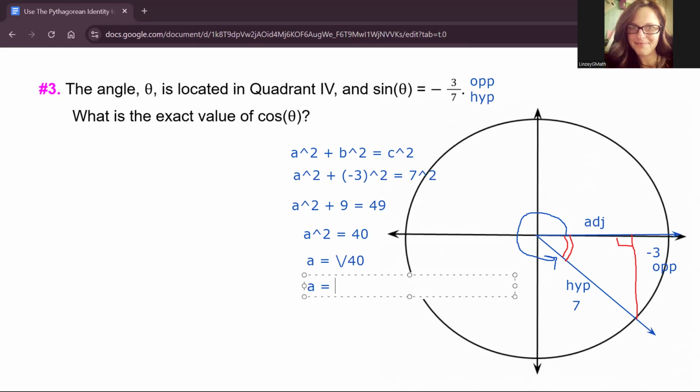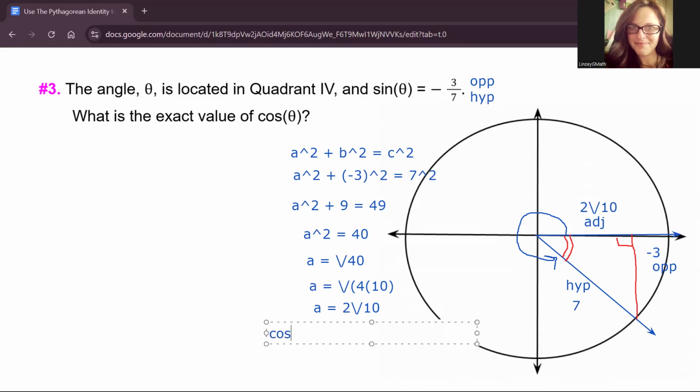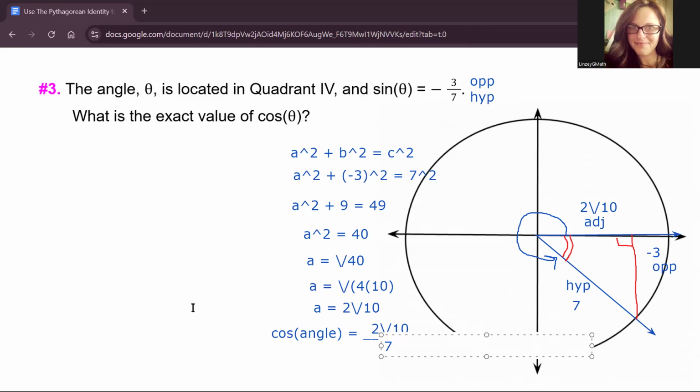We can rewrite the square root of 40 as 4 times 10, and then take the square root of 4 out from the radical, and we get 2 square root of 10. So our adjacent side is 2 square root of 10. And now we can find cosine of this angle, adjacent over hypotenuse, 2 square root of 10 over 7. And it is positive, cosine is positive in the 4th quadrant.